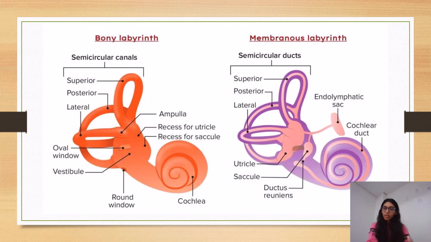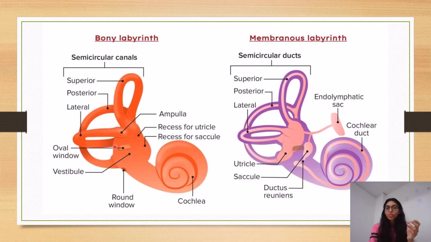Moving to the inner ear, our inner ear basically has mainly a bony portion and a membranous portion. This membranous portion is inside the bony portion. So the bony portion or the bony labyrinth consists of our cochlea, vestibule, and semicircular canals. These are the superior, posterior, and the lateral semicircular canals. These are right angled with each other.